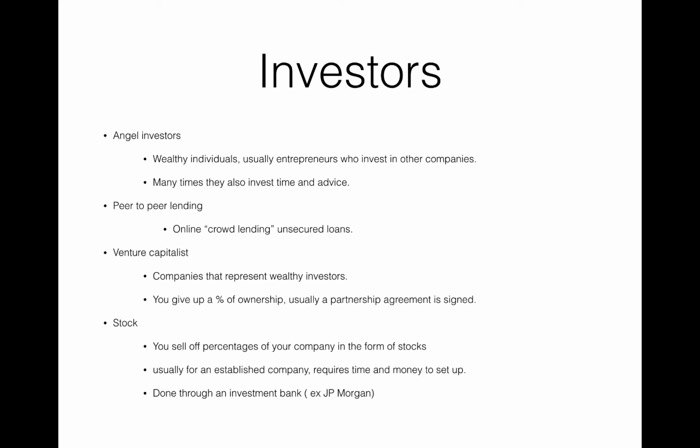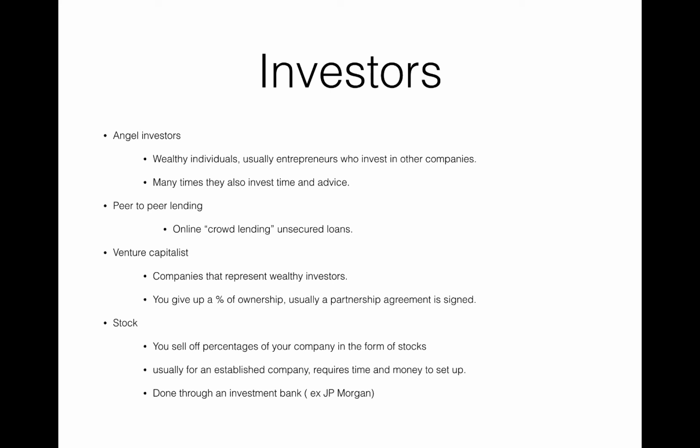The other way that you can get investors is to sell off stock. So what you would do is you would incorporate your business, and it would be a C Corp or an S Corp, and selling that stock allows for people to own small percentages of your company. And so this is a way for you to raise capital.